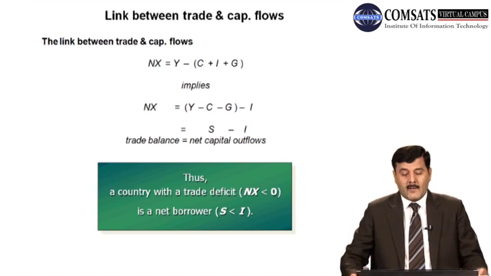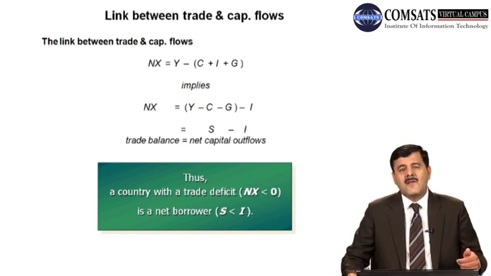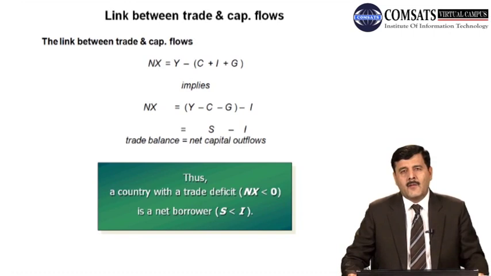So a country with a trade deficit, how can we say that the trade is in deficit? When NX is less than zero, it means exports are less than imports. So when exports are fewer and imports are greater, the country's saving will be less than investment. All of the country's saving will be spent on the trade deficit instead of investment.